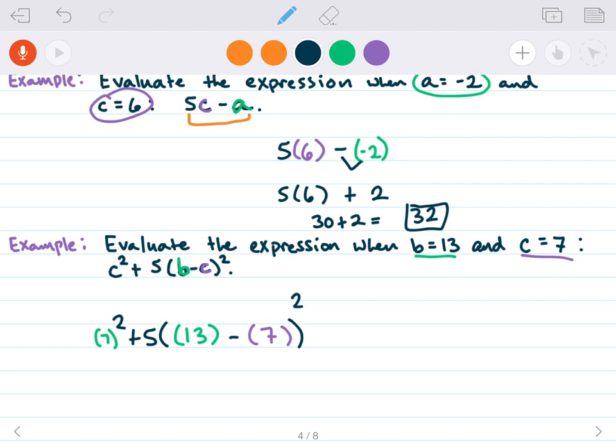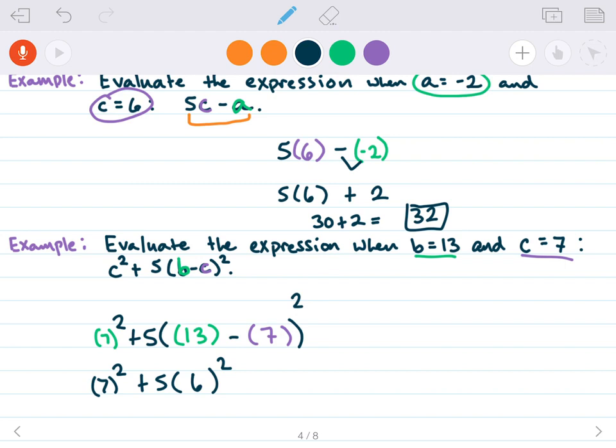But I still want to do parentheses, so I'm going to carry everything else down, 7 squared plus 5, and then in parentheses, I'm going to evaluate this. 13 minus 7 is going to give us 6, and I didn't need to make the parenthesis that big. But this is where I'm at so far. The 13 minus 7 becomes 6 because parentheses comes before exponents.